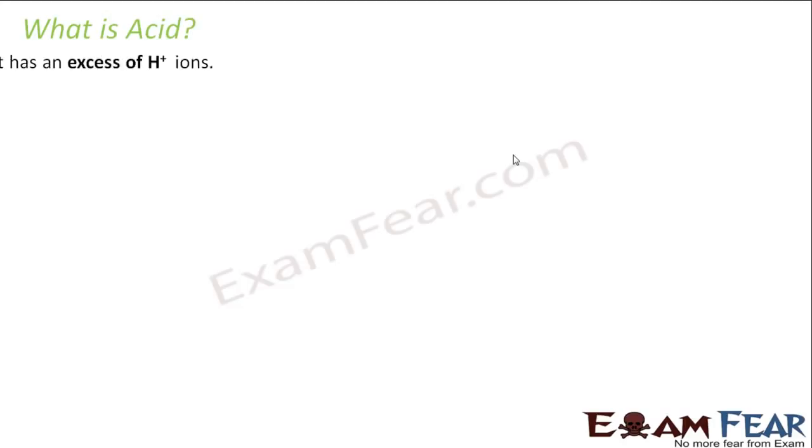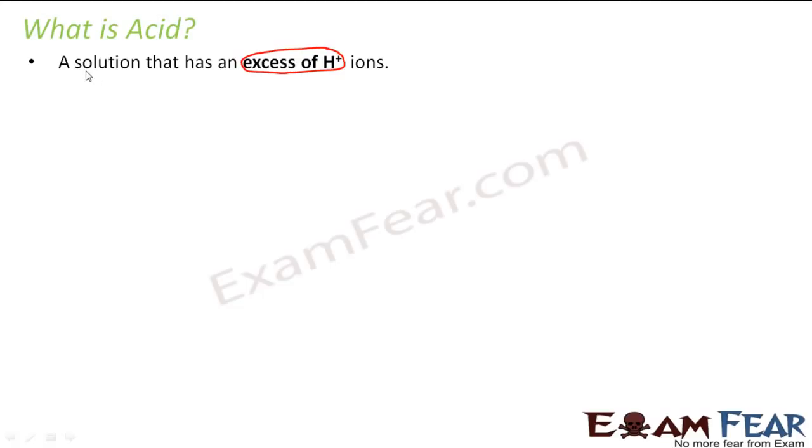What is acid? Acid is nothing but a solution that has excess of H plus ion. Please note, it has excess of H plus ion. So it is a solution which has excess of H plus ion. And they are sour in taste. So there are two properties of acid we know. First thing, they are sour in taste, and second thing is they have excess of H plus ion.